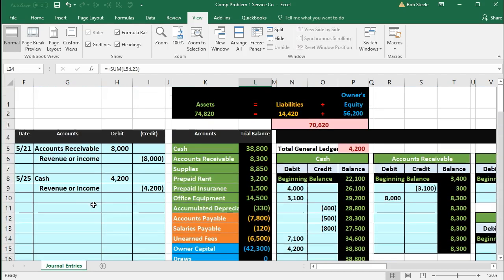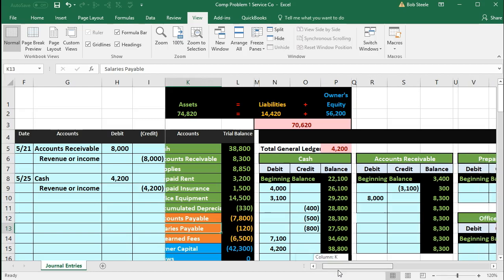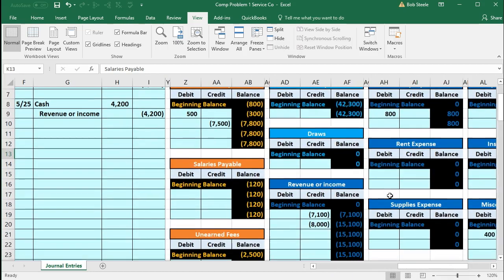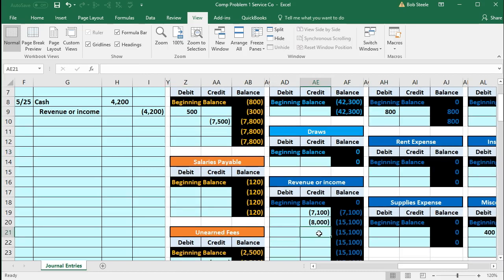Then we're going to record the second side to revenue. So we're looking for the revenue account. So we're going to scroll back over, scrolling down to revenue. So here is our revenue account. We're looking for this transaction to be posted to the credit side of the revenue account in cell AE21. That will then equal, pointing to this 4,200. That will bring this balance up.